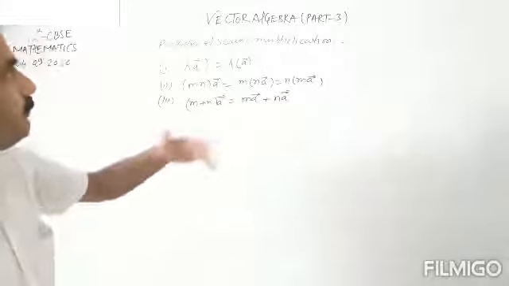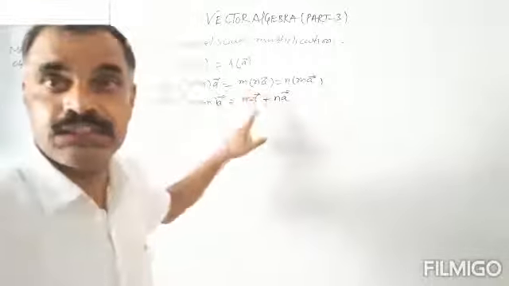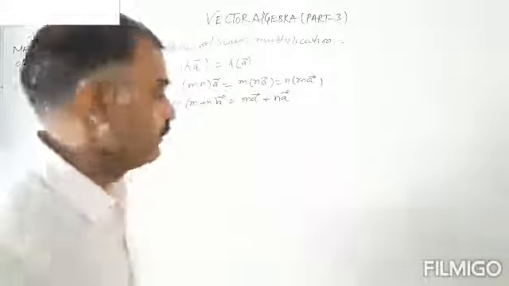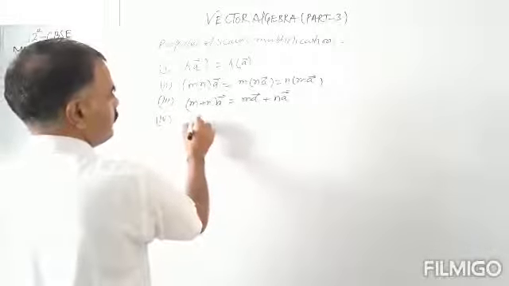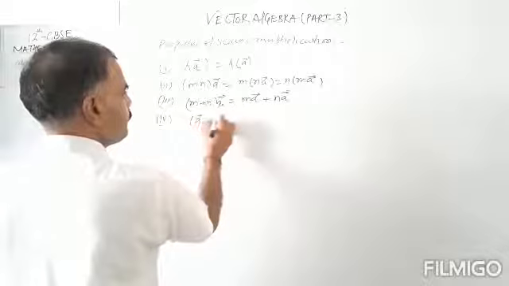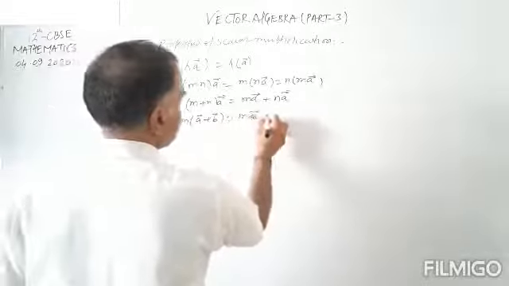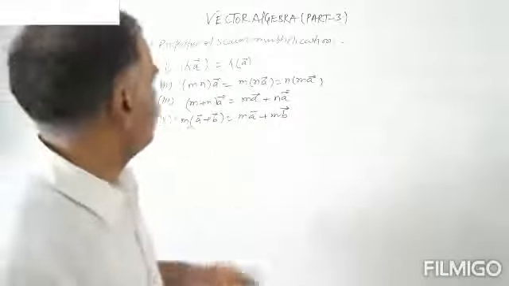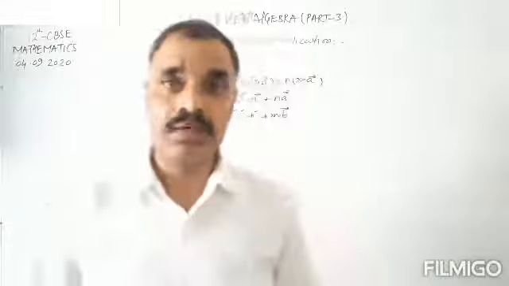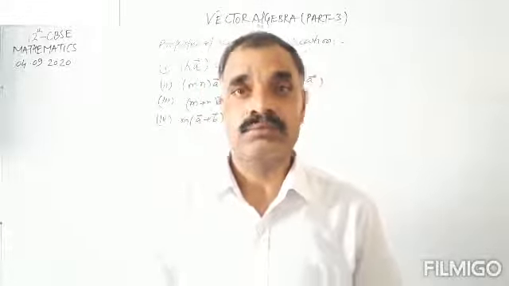This is the distributive property in multiplication. This is the distributive property in addition. Then the next one is (A vector plus B vector) multiplied by m equals mA vector plus mB vector. So these are some of the properties of scalar multiplication.